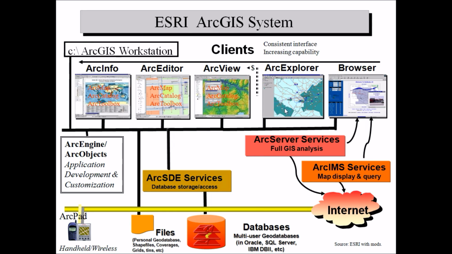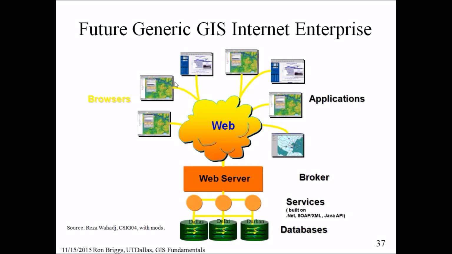But whenever you are looking at this, be sure that things will have changed drastically in the coming years. And this is the future: generic GIS internet enterprises. This is the web, because we are talking about the web now, so it has to be web GIS. These are the browsers on the web, the applications, the brokers, the web servers, maybe in some place X, Y, Z, and these are the services, which will be using .NET, SOAP, XML, and Java APIs.